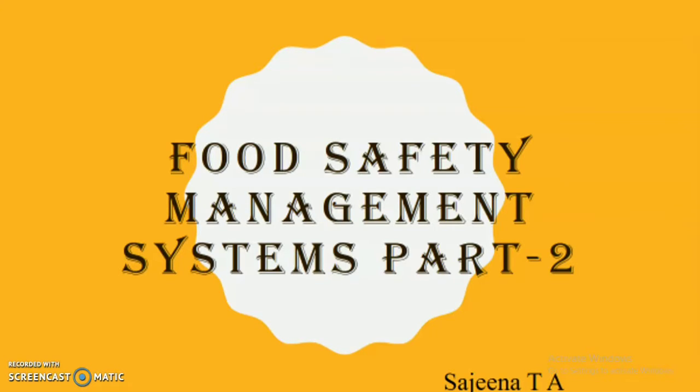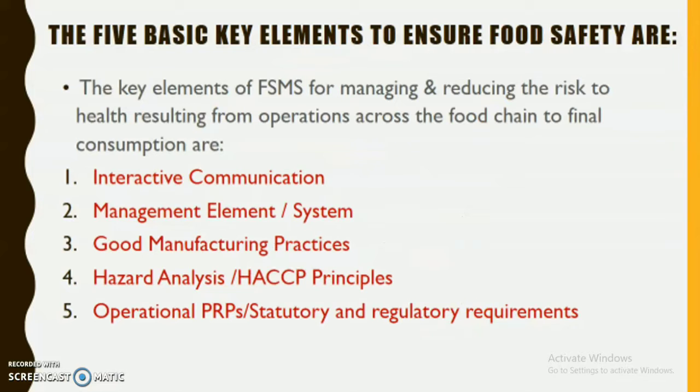Today we are going to discuss the remaining portion of food safety management systems. In the previous lecture we discussed food safety, the measures to be taken for food safety, and the various contaminations which come across in food processing. We have also discussed the 5 basic key elements required to ensure food safety. We discussed 3 of the elements in detail, and the remaining 2 elements are hazard analysis and operational PRPs.